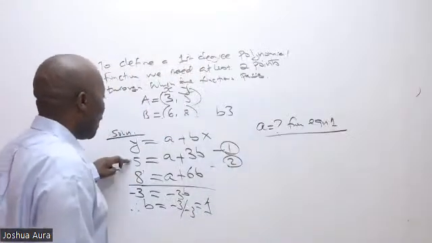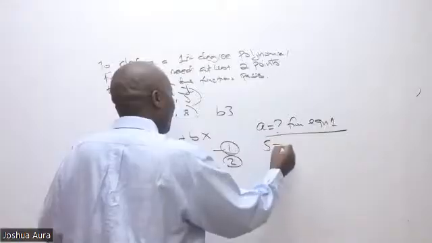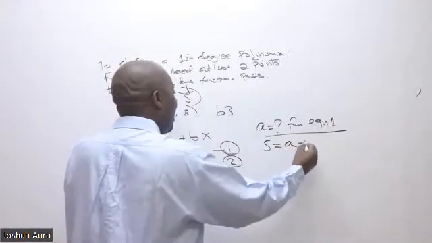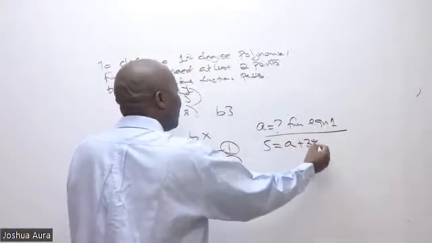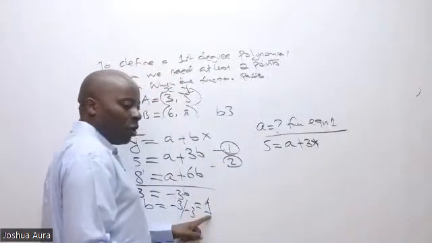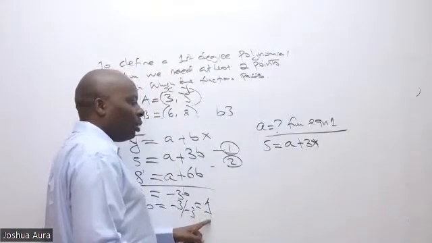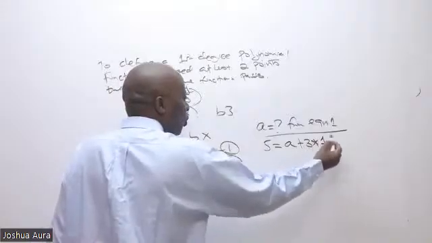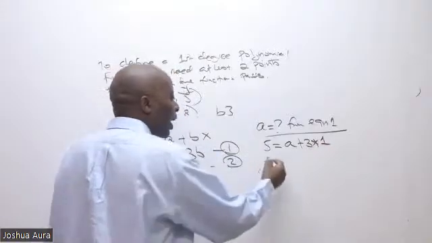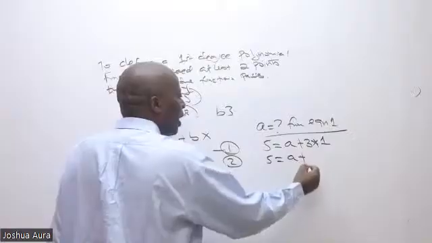So from equation 1, we have here 5 equals a plus 3 times b. Fortunately, we know the value of b now. So the value of b here is 1. So then we have here 5 equals a plus 3.